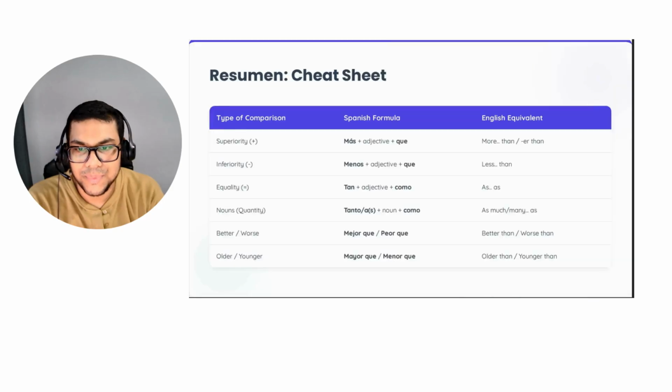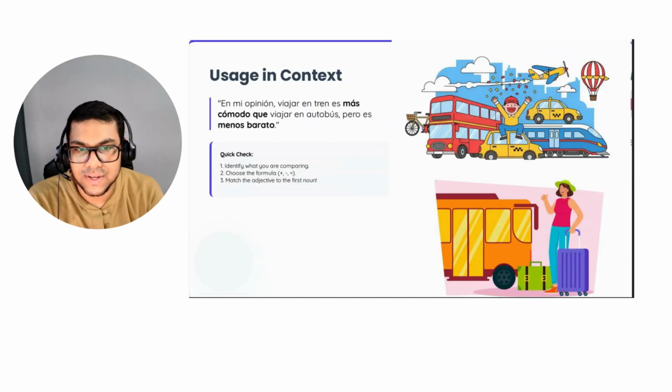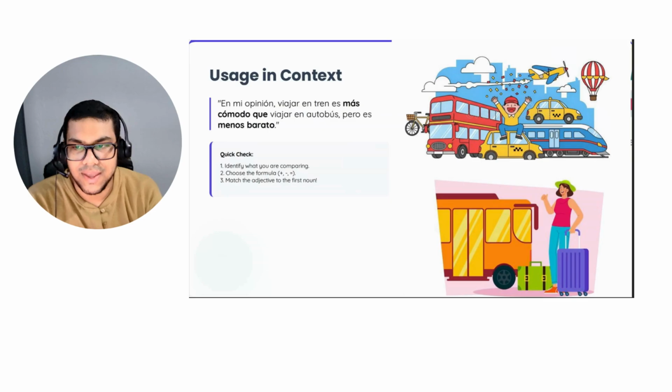So I do hope that this helps. Now, if we look at an example, en mi opinión, viajar en el tren es más cómodo que viajar en avión, pero es menos barato. En mi opinión, viajar en tren es más cómodo que viajar en autobús, pero es menos barato. So here you're seeing, in my opinion, traveling by train is more comfortable than traveling by bus, but it is less expensive.